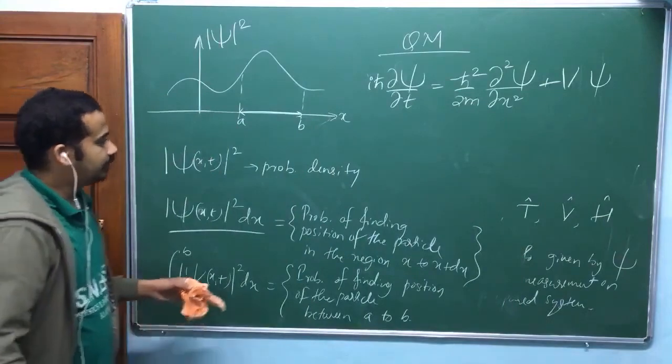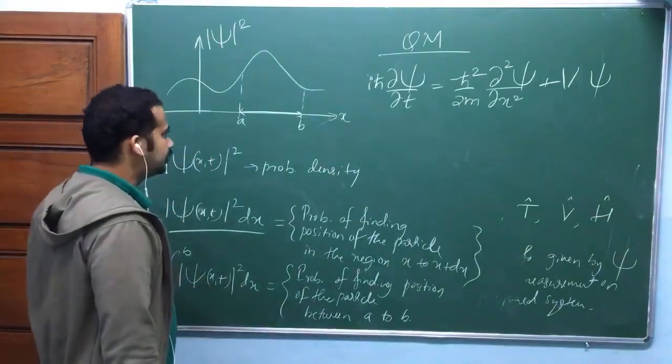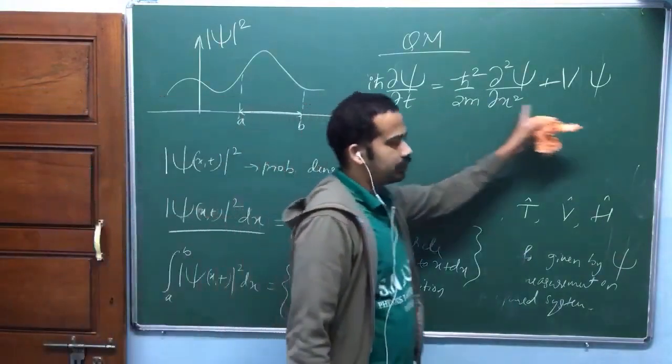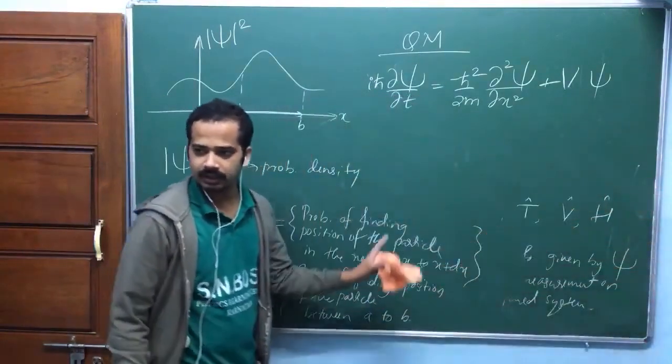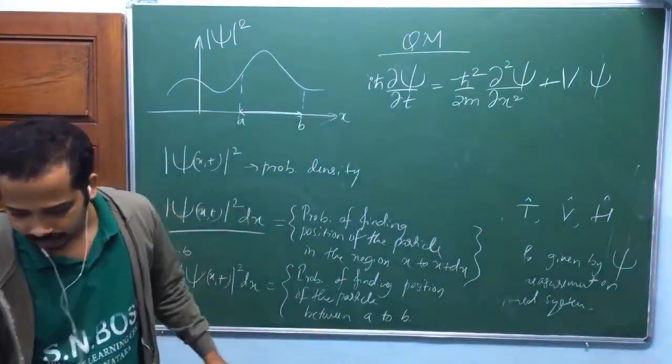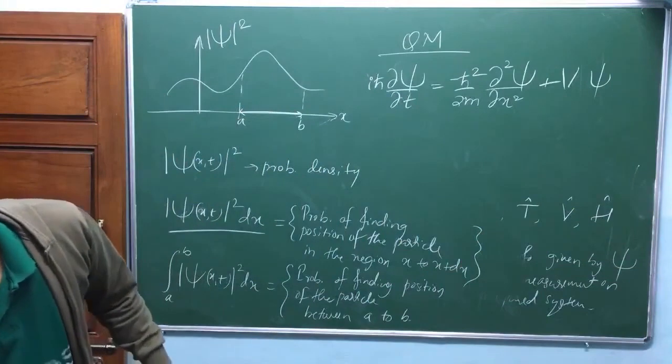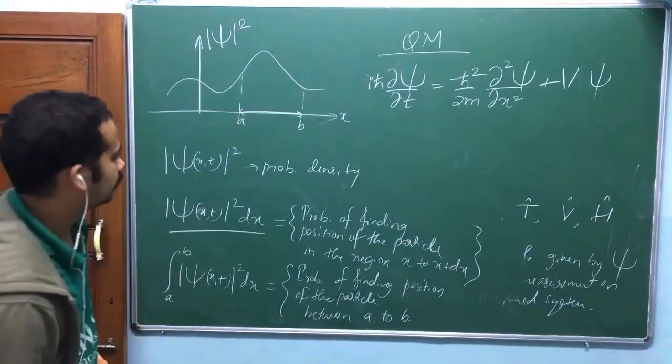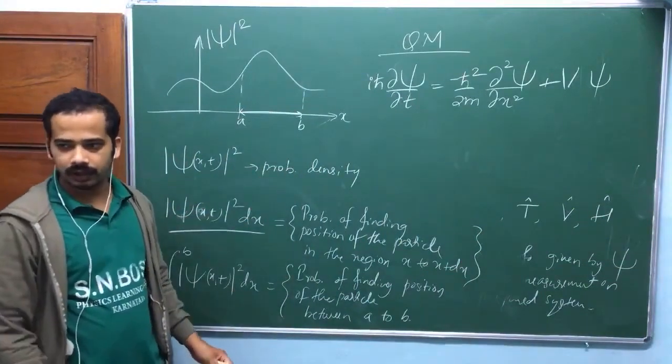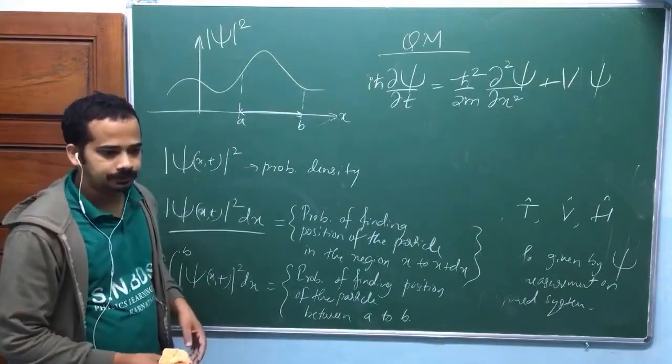Now look at here. What happened in history is Schrodinger derived one equation like this. Later, after some years, Born gave the interpretation for this wave function.